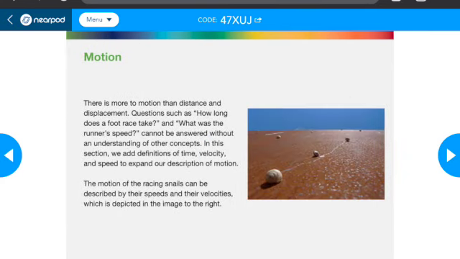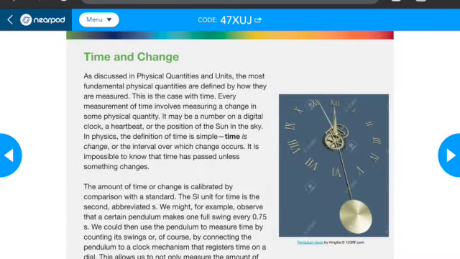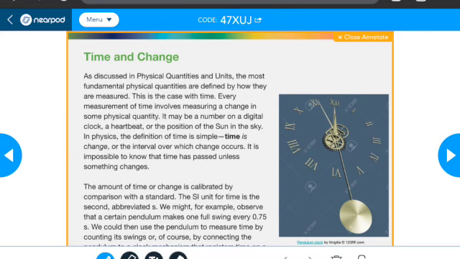This slide just talks generally about motion. We're not going to really talk much about it here with this slide, but we are going to see some things about it. So what was the runner's speed? How long does it take a foot race to take? And these things are important, but before we talk about those, we need to talk about time.